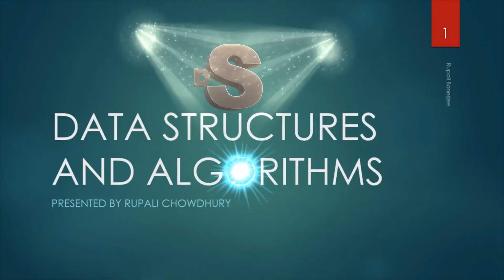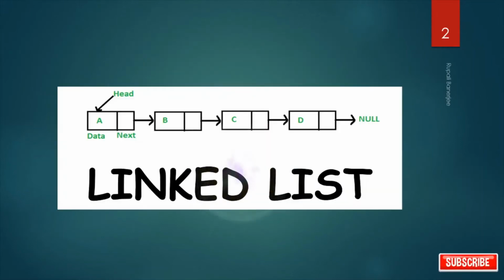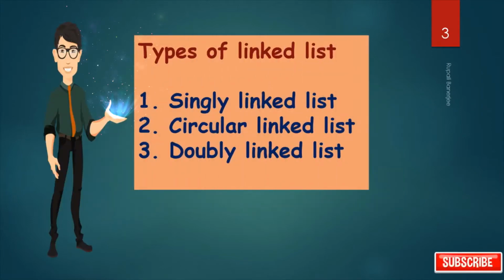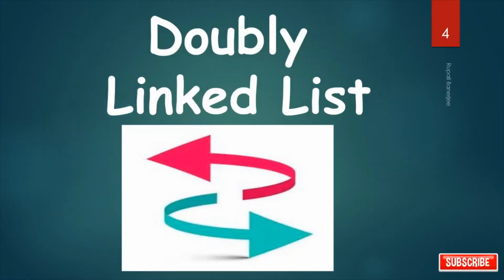Today our topic is linked list. Before learning this video, please learn previous videos on linked list of this series. In our previous videos, we already learned there are three types of linked list: singly linked list, circular linked list and doubly linked list. We already learned different operations on singly linked list and circular linked list. Today we will learn operations on doubly linked list.